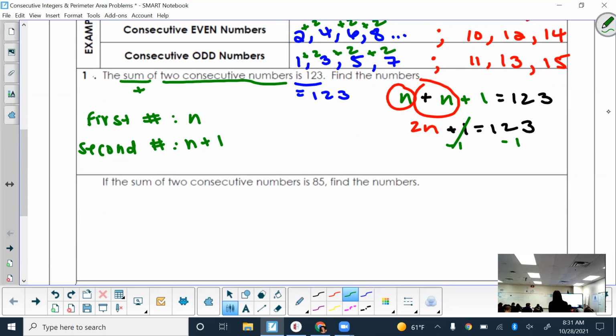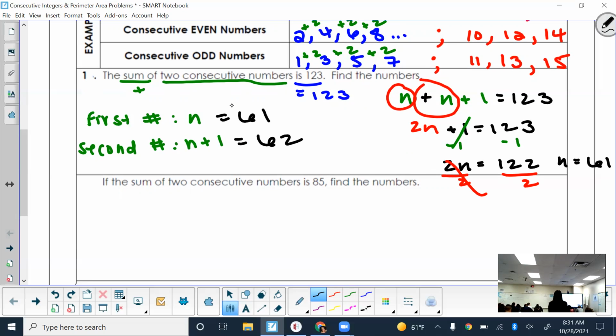What's, well, first the 1's canceled. I get 2N equal to what? Good. Opposite of multiplying by 2 would be dividing, so do that on each side. And then what does N equal? 61 is correct. So my first number, which is N, is 61. And then my second number is 62. All right. Whatever N equals is your first number, because that's what you defined it as. And your second number in this one is N plus 1.